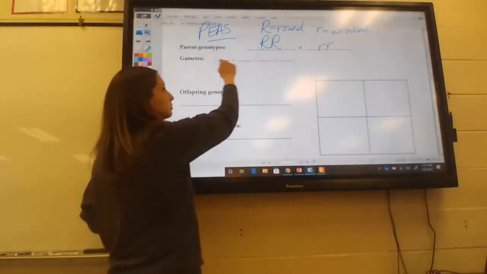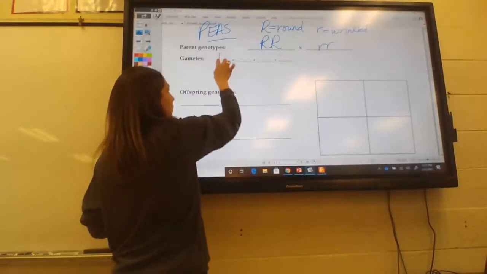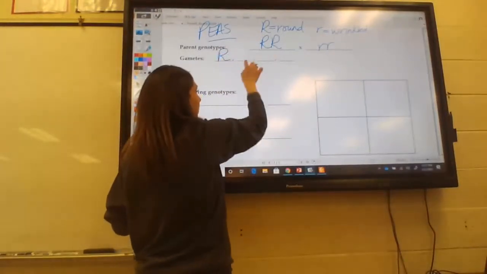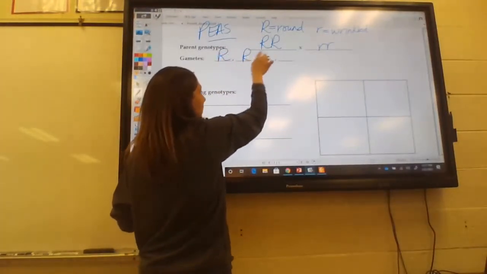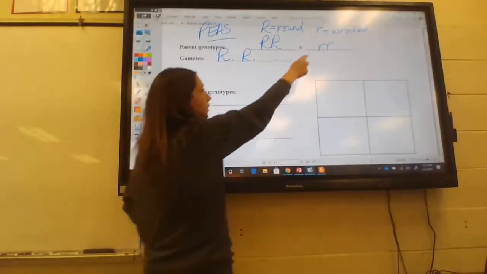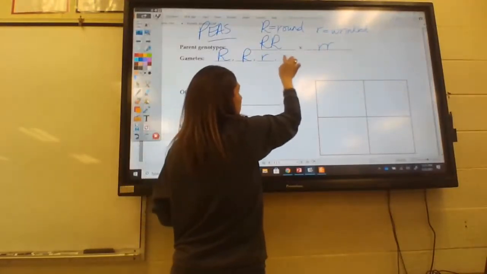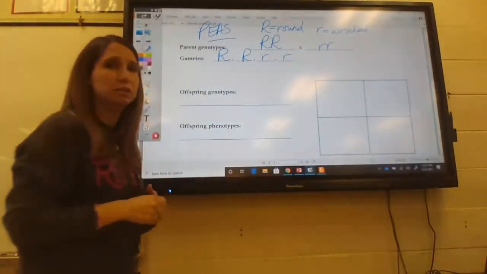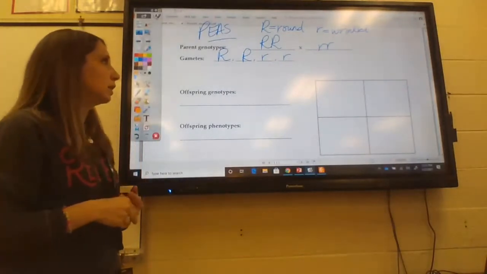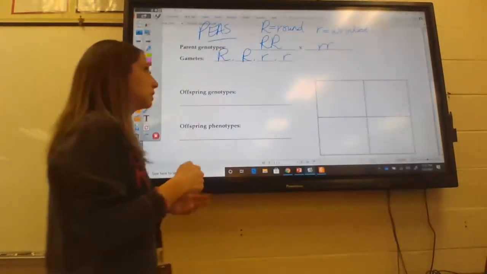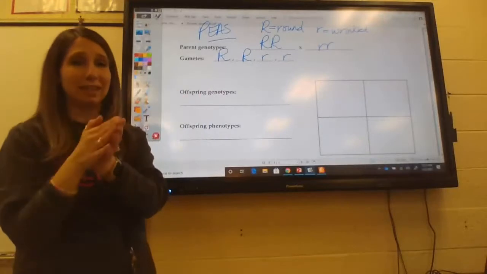So for my gametes, I'm just going to write these down in order. So the first one is big R that he can give, or she, and then big R for the other allele. For this parent over here, they can either give the first little r or the second little r, and so we jot that down there as well. Now, one important thing about this, you want to make sure you keep your parent alleles together, okay?